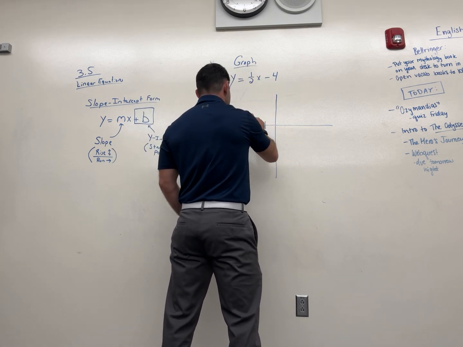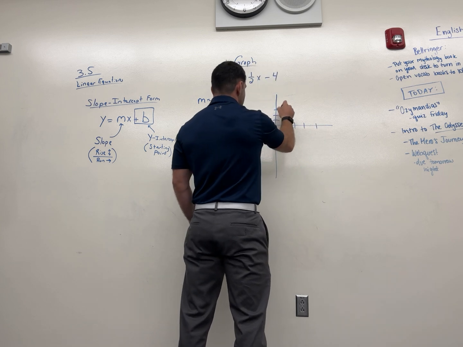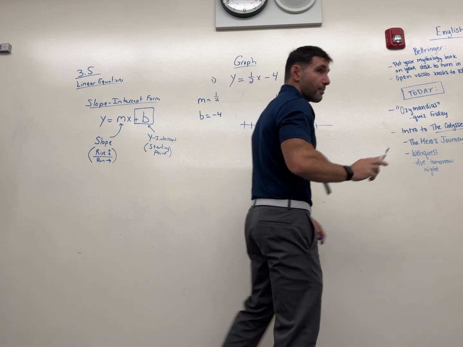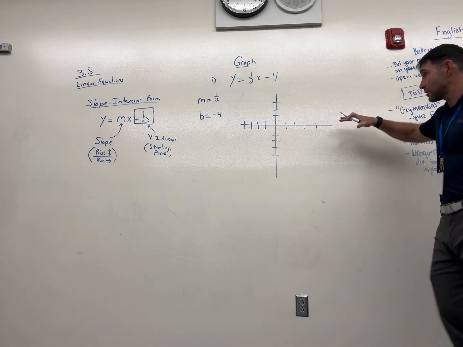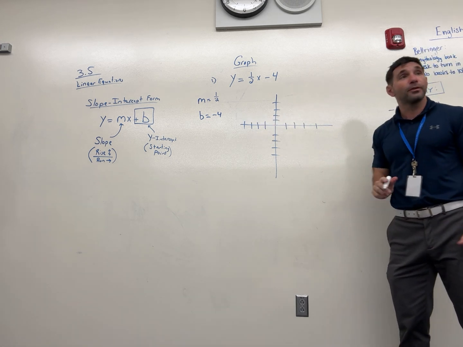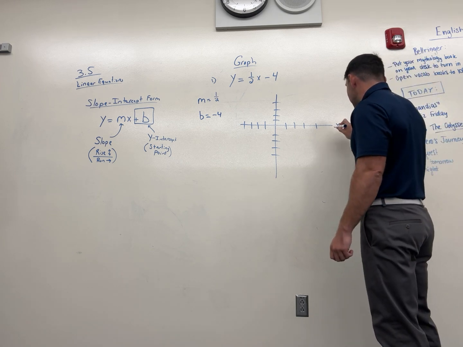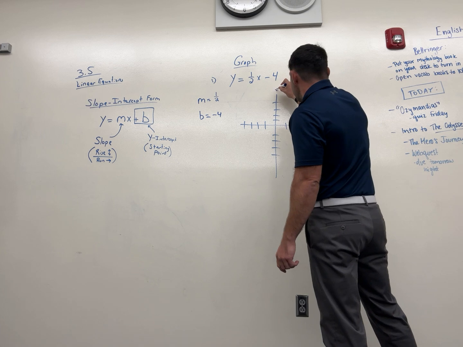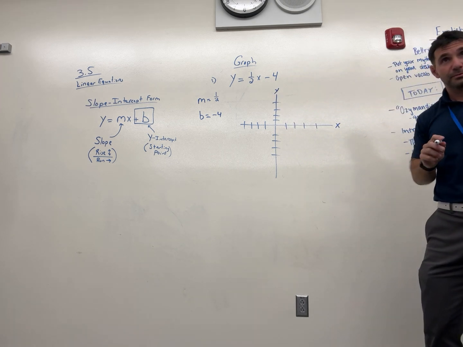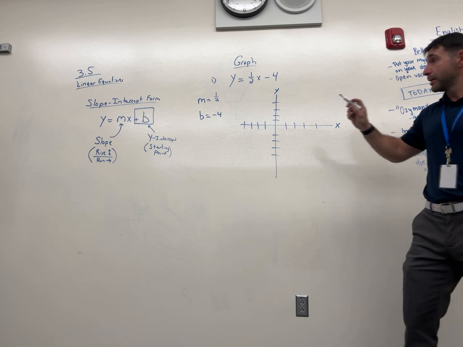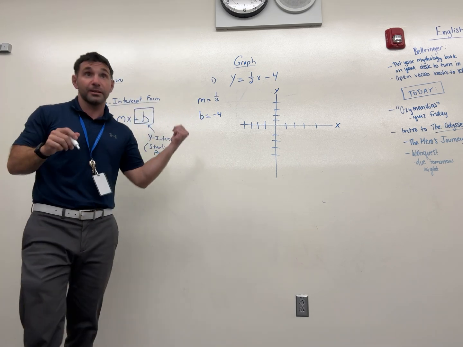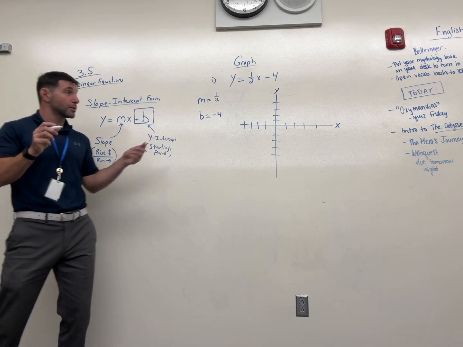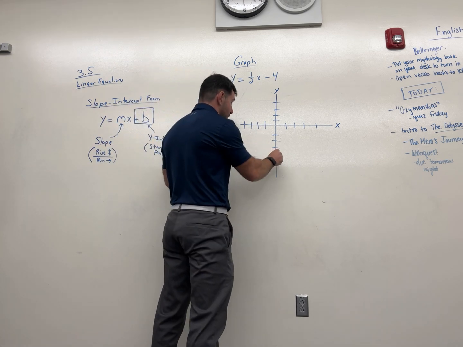So now I'm making my own graph. Y-intercept means this is where it crosses the y-axis. Well, we have two axes, the horizontal and the vertical. The horizontal is my x-axis. This is my y-axis. You still with me? My starting point is my y-intercept. What's my starting point? -4. So I go down on my y-axis to -4 and I put a point.